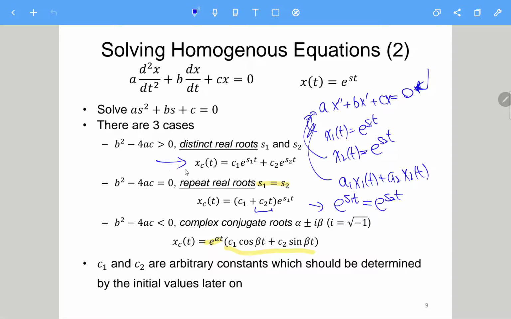No matter which case they are in, c1 and c2 are arbitrary constants, which should be determined by the initial value later on. If we don't have the initial value, then all the c1, c2 will satisfy the original homogeneous equation. So up till now, any questions?